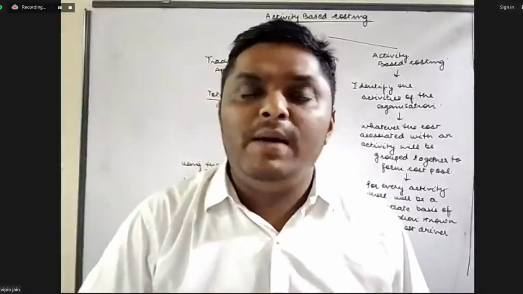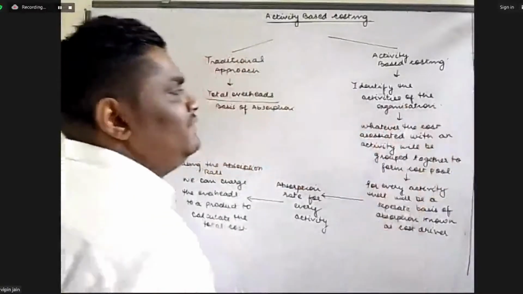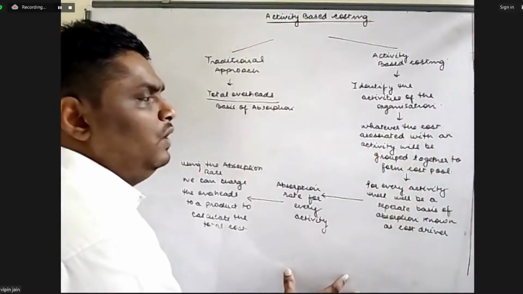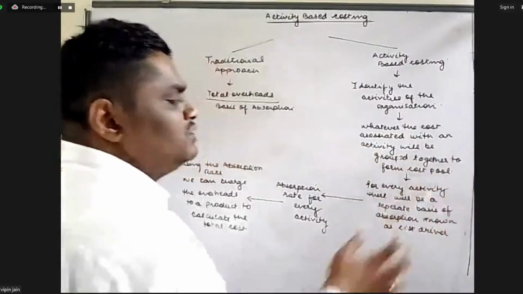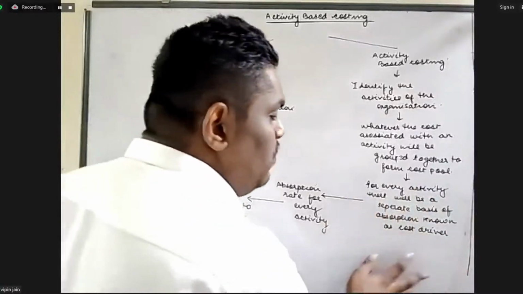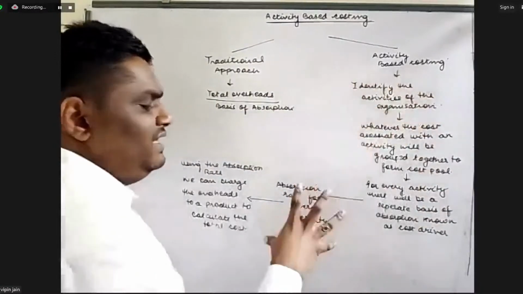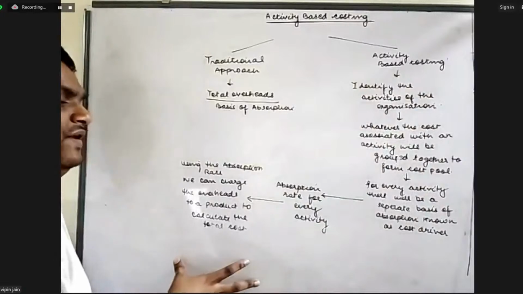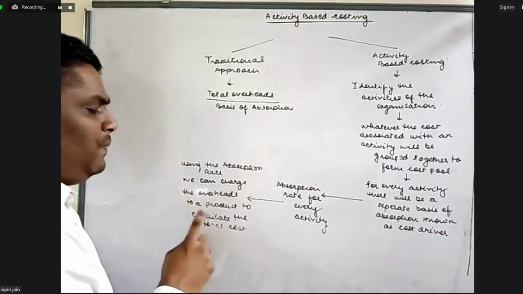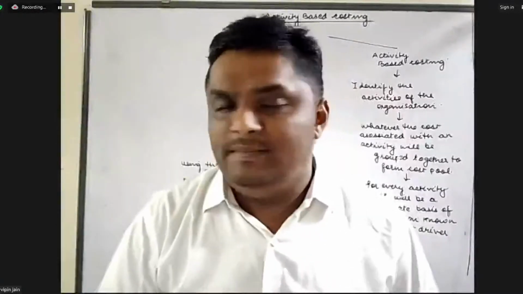So I repeat again, when talking about the steps involved in activity-based costing, the first step says identify the various activities of the organization. Now, whatever costs are associated with an activity will be grouped together to form cost pools. And for every activity, there will be a separate basis of absorption known as cost driver. Once the cost drivers are identified, with the cost pool and the activity in place, we can easily calculate the absorption rate. And once the absorption rate is calculated, using it we can charge the overheads to a product to calculate the total cost. So these are the various steps involved in activity-based costing.